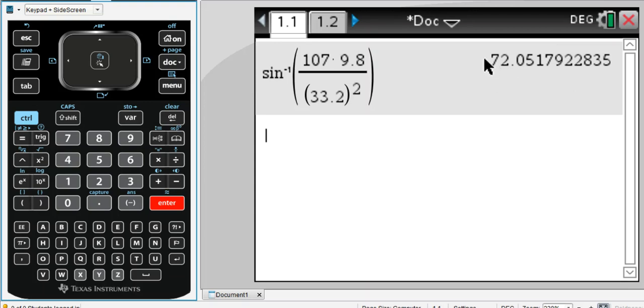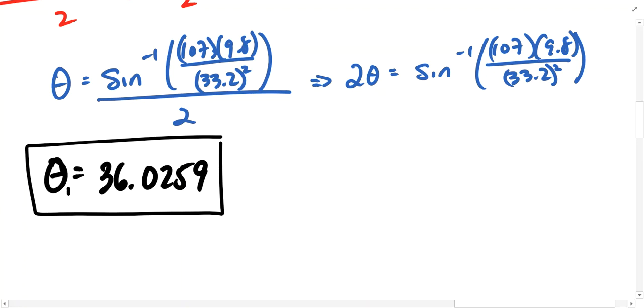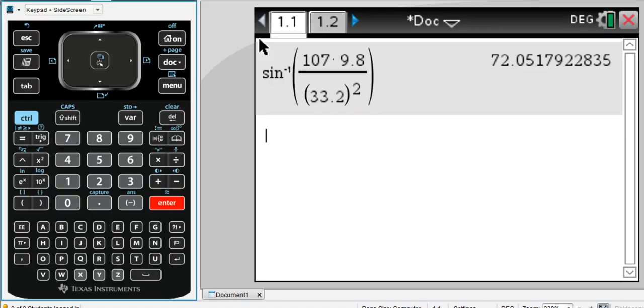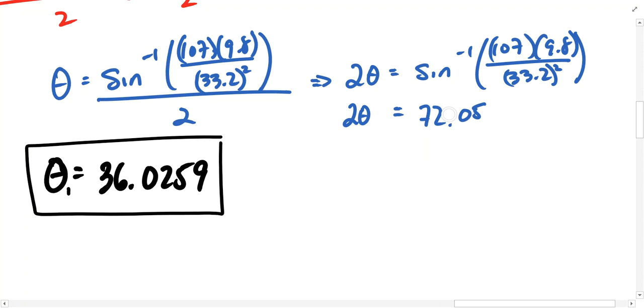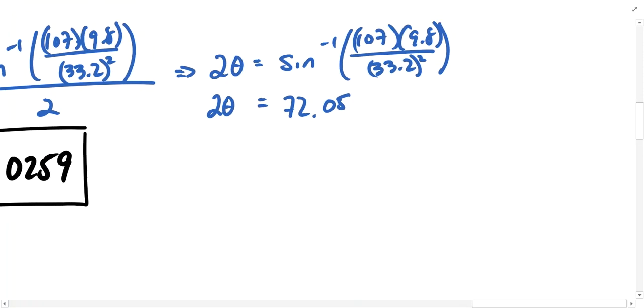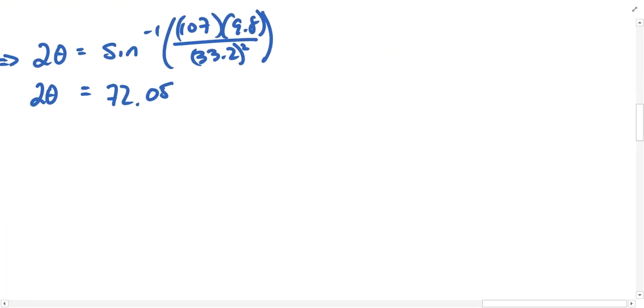Now this 72-degree angle is not the angle at which we would throw this ball, but it's twice that of the angle, because this result, 72.05, is equal to 2 theta. And so of course when we divide this by 2, we get the 36 degree angle that we were after over here.